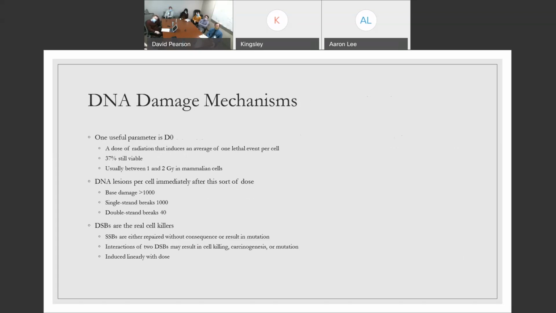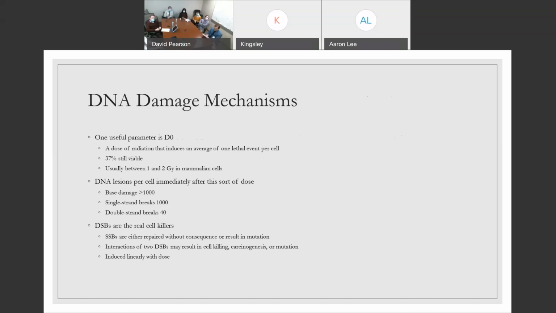So one useful parameter that you'll see in radiation biology textbooks a lot is D sub 0, pardon that not being a subscript, but this parameter represents a dose of radiation that induces an average of 1 lethal event per cell. So 37% of cells in a group that have had this D sub 0 delivered will still be viable. So important number to remember there. Usually between 1 and 2 gray in mammalian cells.